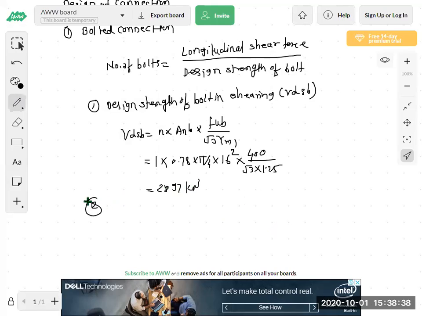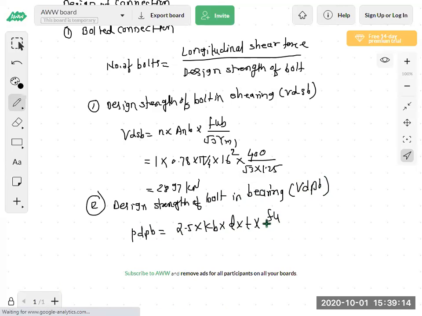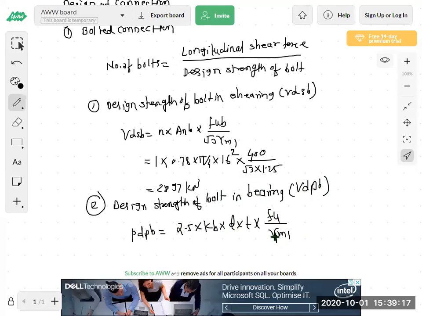Then number 2, we have to calculate design strength of bolt in bearing, that is VDPB. So VDPB is equal to 2.5 into Kb into d into t into fu divided by gamma m1.